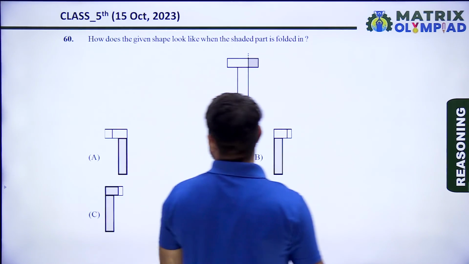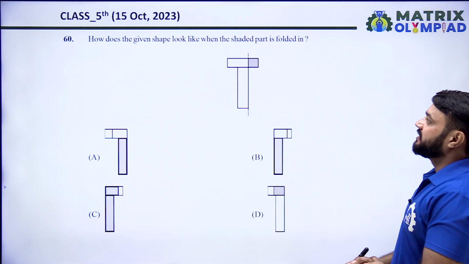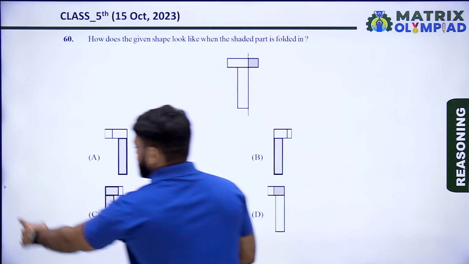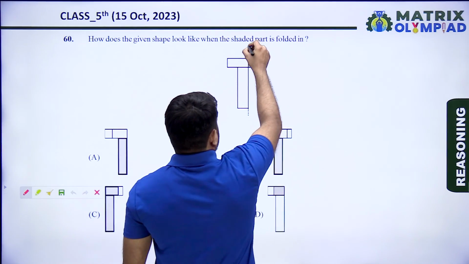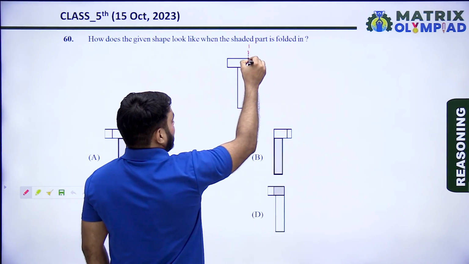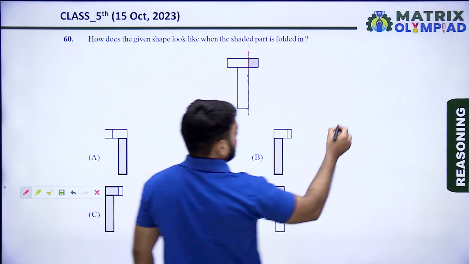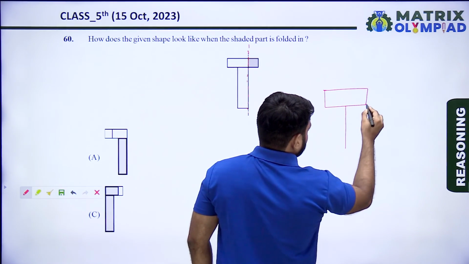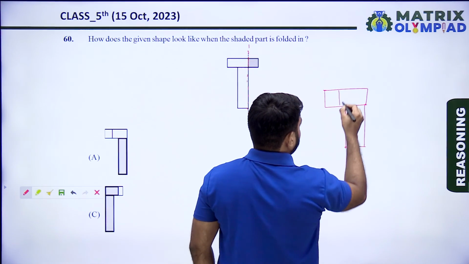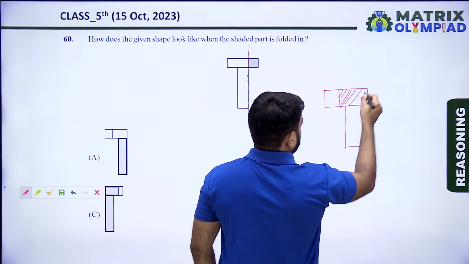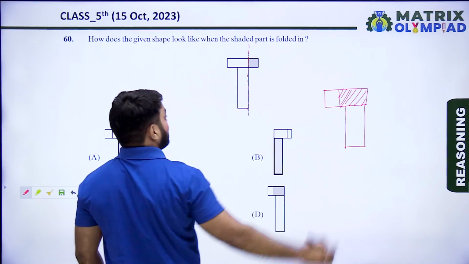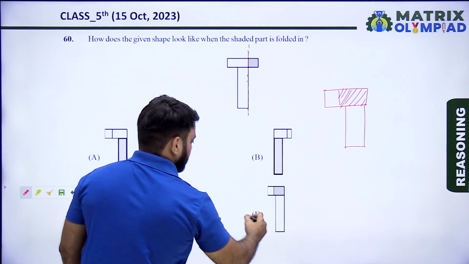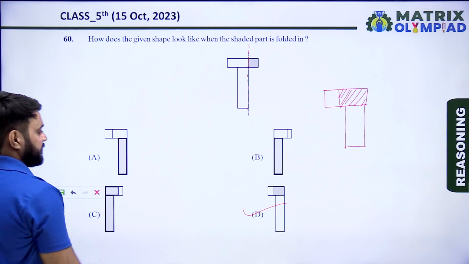So next question is question number 60. How does the given shape look when the shaded part is folded in? When the given image is folded along the dotted line, then we will get the image like this. It means option D is the correct answer.